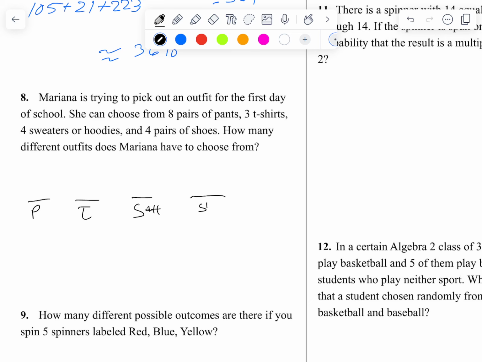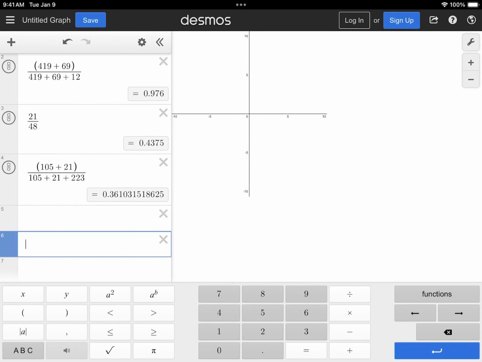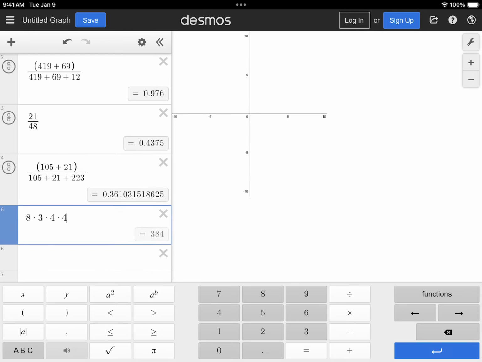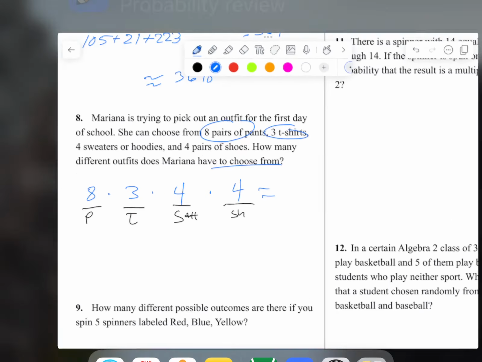And then it's shoes. So if I look at it, she has 8 pairs of pants she can choose, and she has 3 t-shirts. Then she has 4 hoodies and 4 pairs of shoes. You just multiply these together to figure out how many choices she has. So 8 times 3 is 24, times 4 times 4. I'm not even going to mess with that. I'm just going to let the calculator do it here. So do 8 times 3 times 4 times 4: 384.